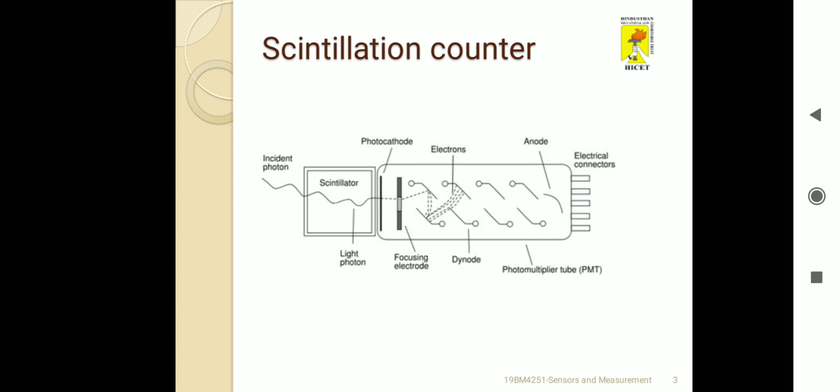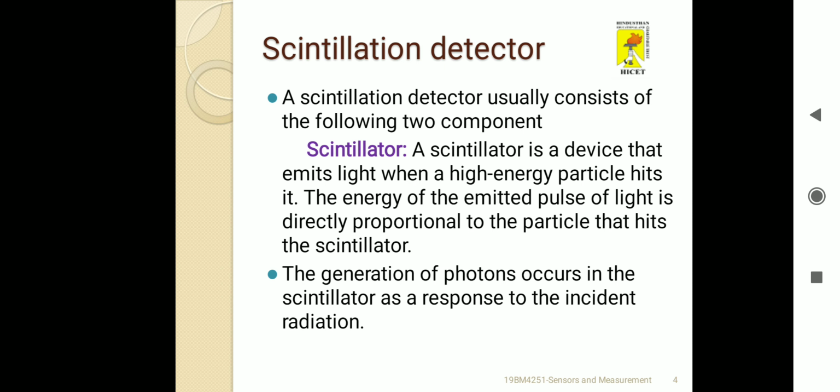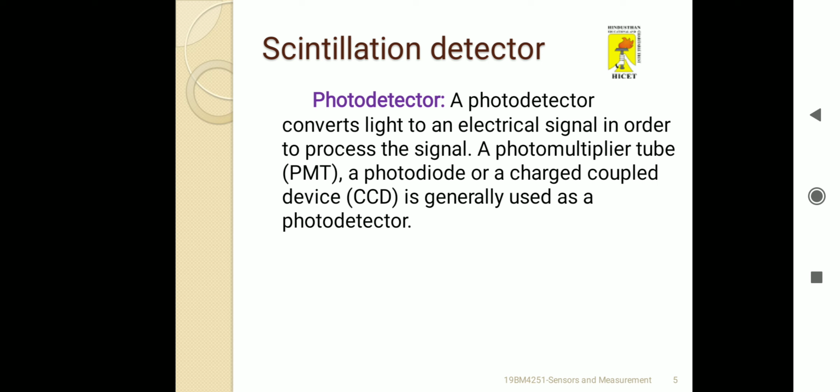This is the diagram of a scintillation counter. A scintillation counter has two major parts. One is the scintillator and the other is the photomultiplier tube. So the two major components of the scintillation detector are a scintillator and a photodetector or photomultiplier tube.